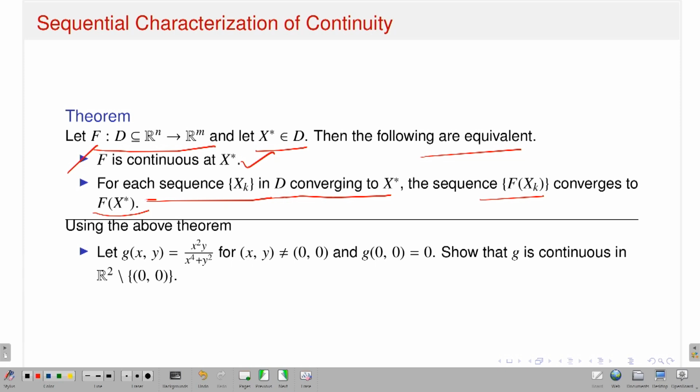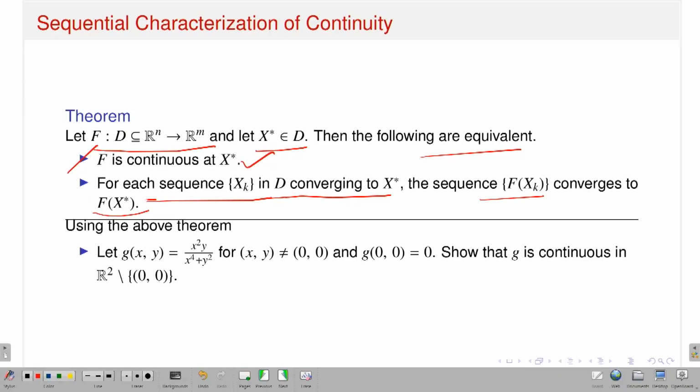So to prove that a function is not continuous, the sequential criteria for continuity is much more useful than for proving continuity. You can prove continuity with it, I am not saying you cannot, but to prove that a function is not continuous it is sometimes much more useful. Using this theorem you can prove continuity, for example, okay, you can do that, not an issue.